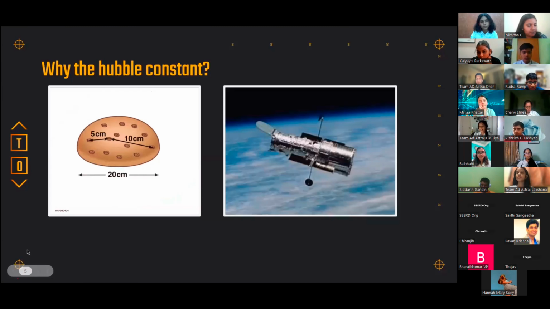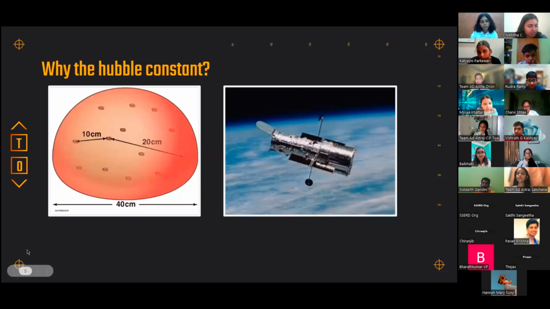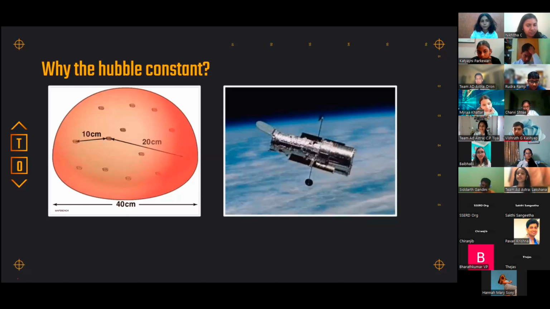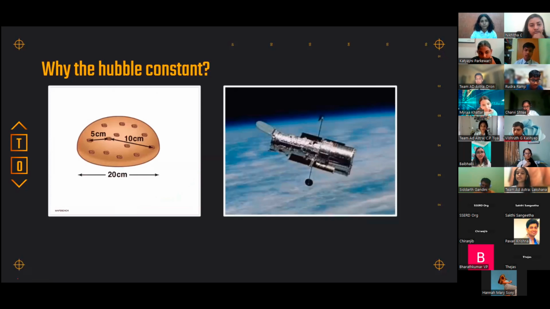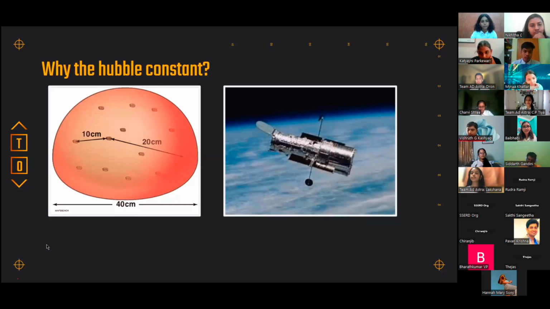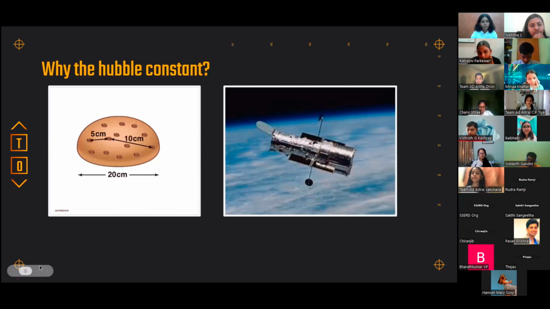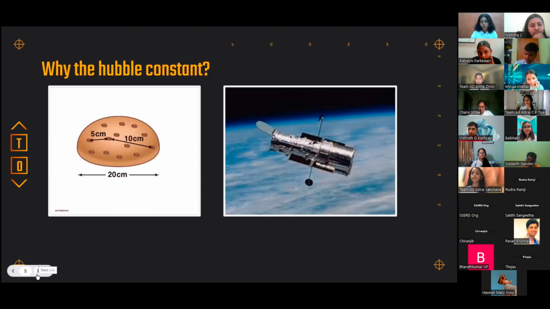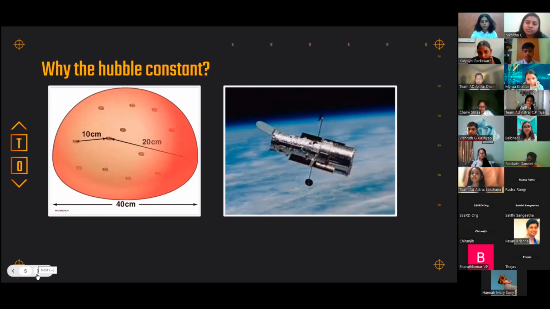Here we see a dough of raisin bread with 3 raisins spread apart by 5 and 10 centimeters. After it's baked, we see that it increases in size from 20 to 40 centimeters, but now the raisins are spread apart by 10 and 20 centimeters. We can say this is the case because the speed at which these raisins move away from one another is constant, and therefore their distances are proportional to one another. This logic can be applied to the expansion of our universe.